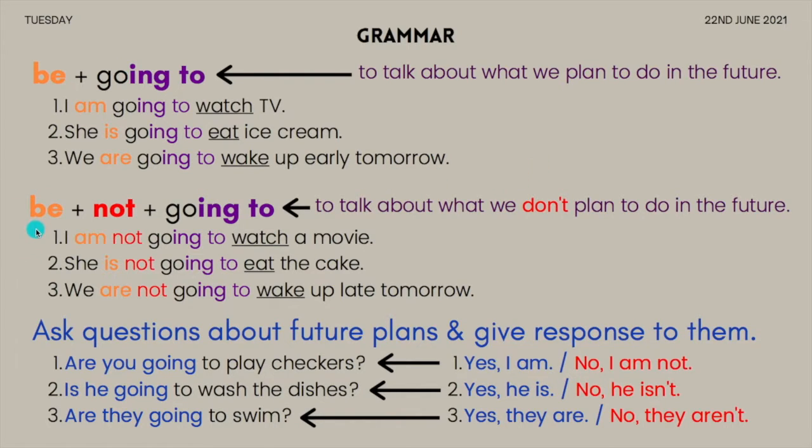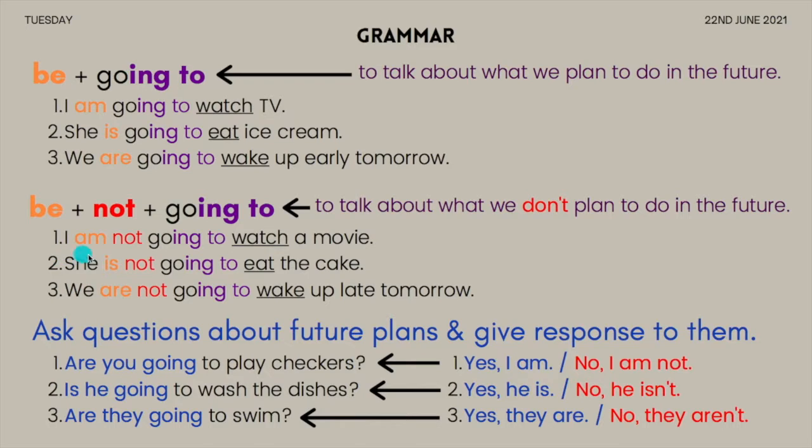Next. Be plus not, written in red, plus going to. This is where you are going to talk about what we don't plan to do in the future, or the negative sentences. Okay, the first one. I am not going to watch a movie. Simply add the word not. The same as the first one that I told you, but for this part you need to add the word not in between the orange and the purple words.